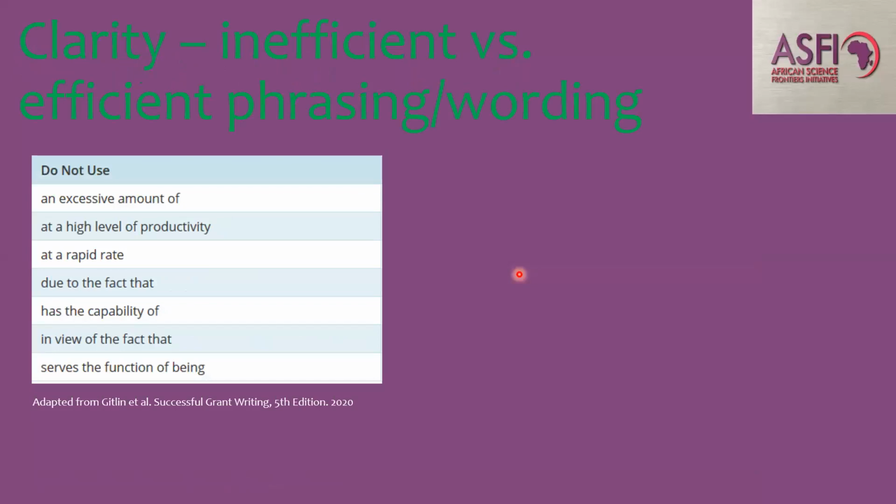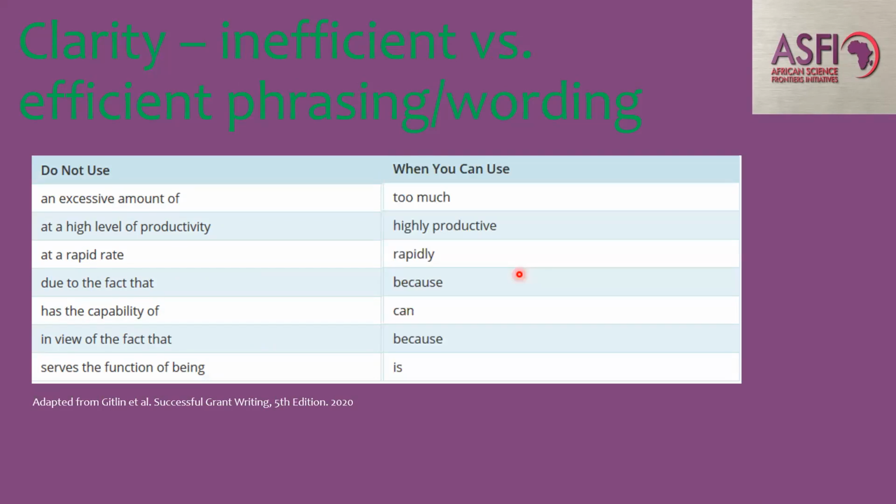Inefficient is an example versus efficient phrasing or wording. Do not use, for instance, an excessive amount of, at a high level of productivity, at a rapid rate, due to the fact that, has a capability of, in view of the fact that, serves the function of being. You can use this one. You see, this has been reduced. An excessive amount of can be too much.